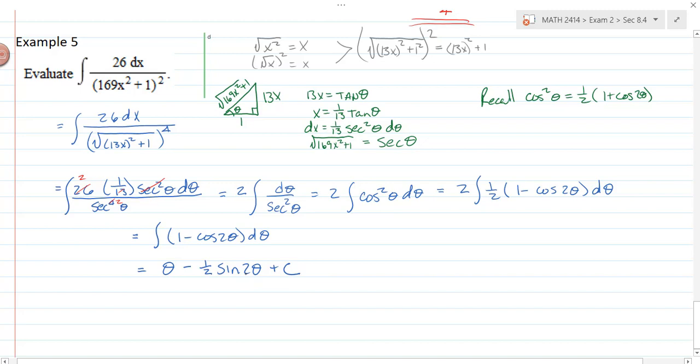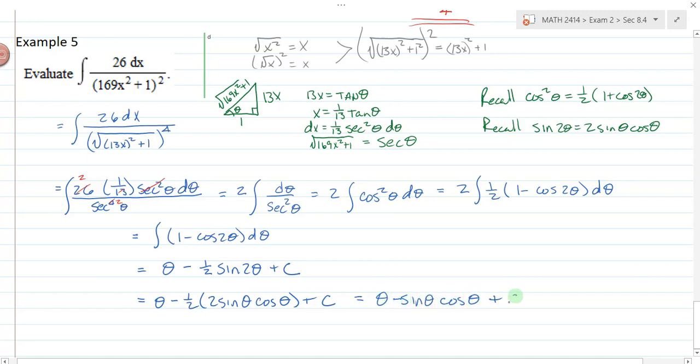If you're changing an angle on a trig function, you have to use trig rules. So we have to use the double angle formula for, not cosine, we have to use the double angle formula for sine. And sine 2 theta is going to be equal to 2 sine theta cosine theta. So that means that this is going to be equal to 1/2 times 2 sine theta cosine theta plus c. Well, the 2's and the halves are going to cancel each other out, and that's going to give us theta minus sine theta cosine theta plus c.